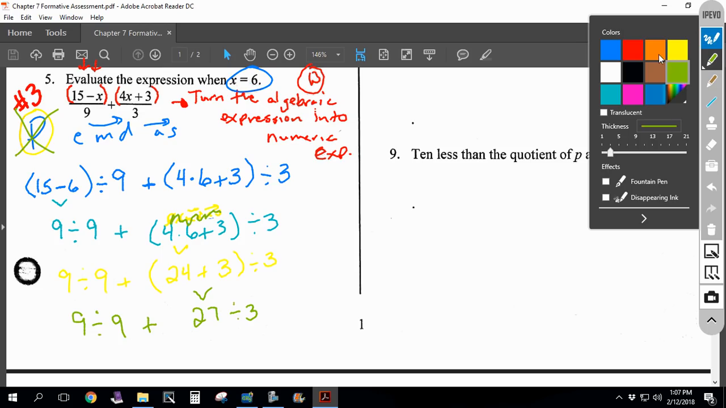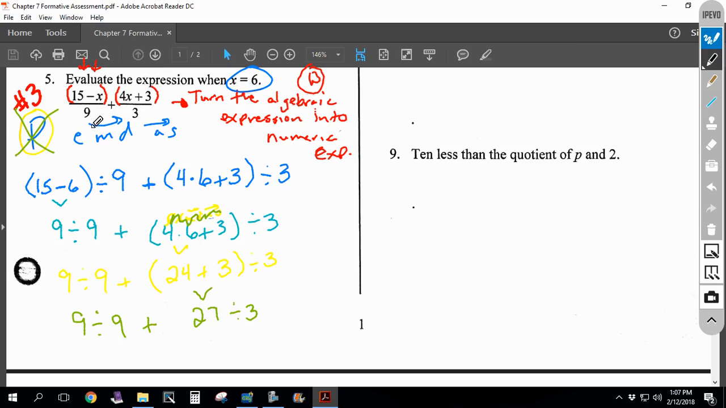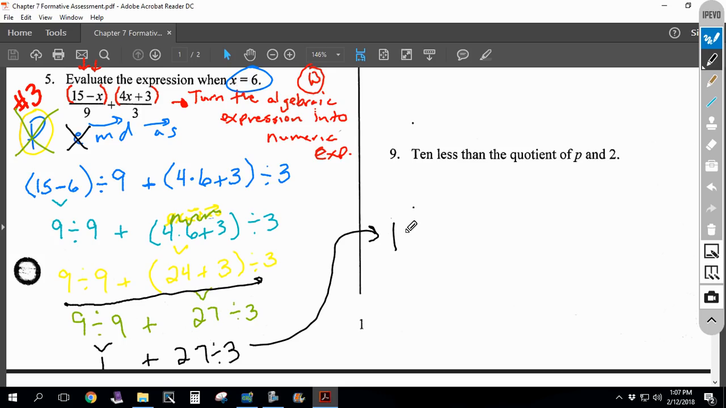Okay, now we go on to exponents. Are there any exponents? No, there are not in this one. Multiplication or division. Remember, that happens left to right. So are we going to do this one or this one first? We are going to do this one. So that's going to become 1 plus 27 divided by 3. And I'm going to bring this over here. 1 plus 27 divided by 3.